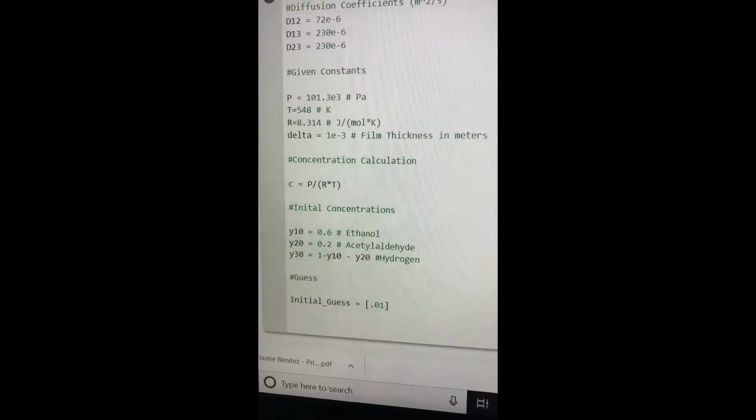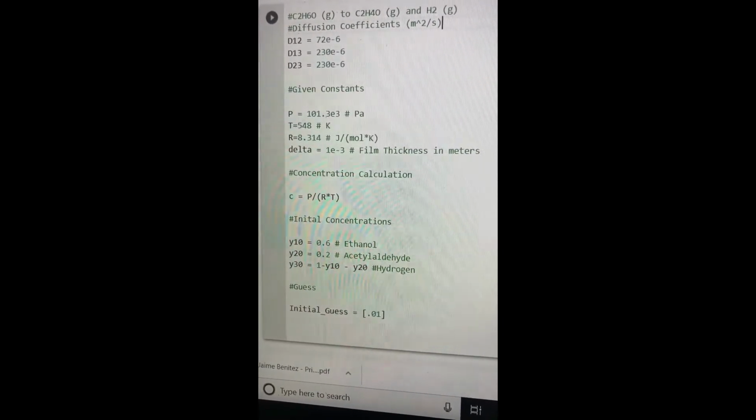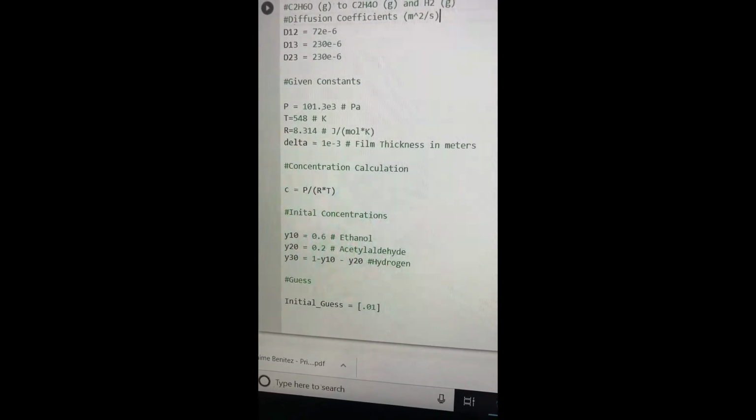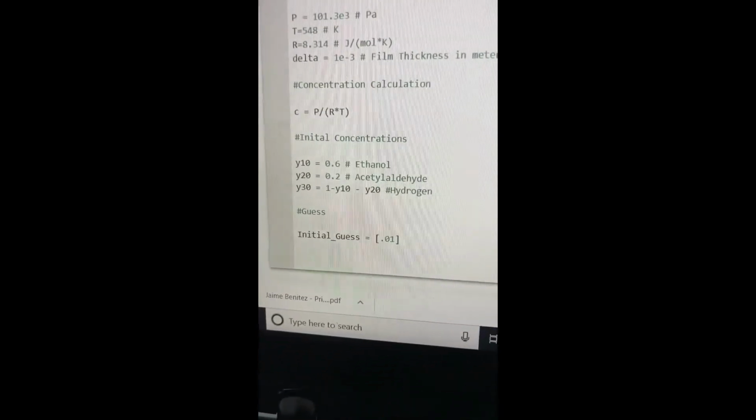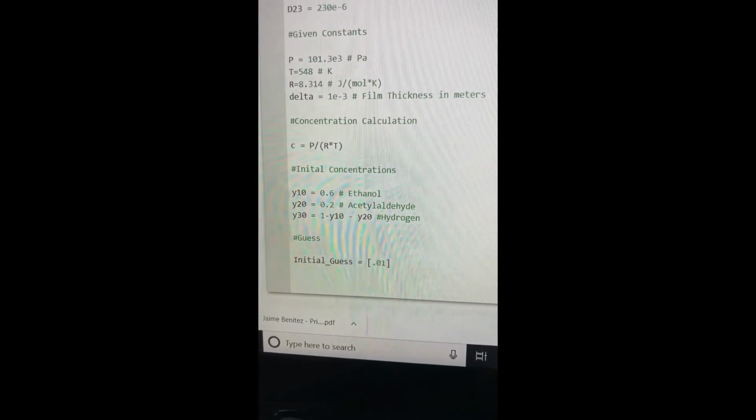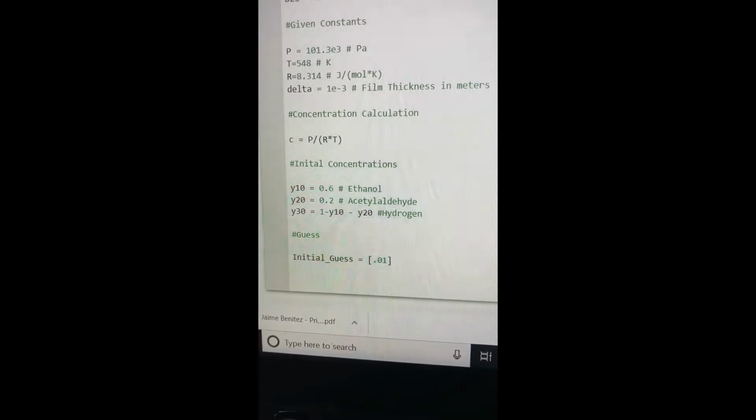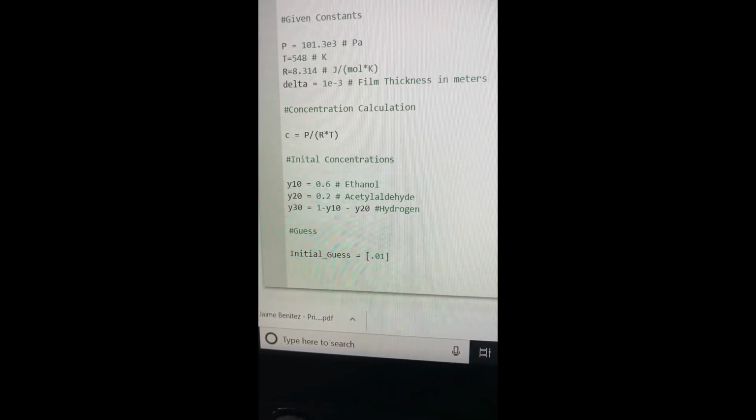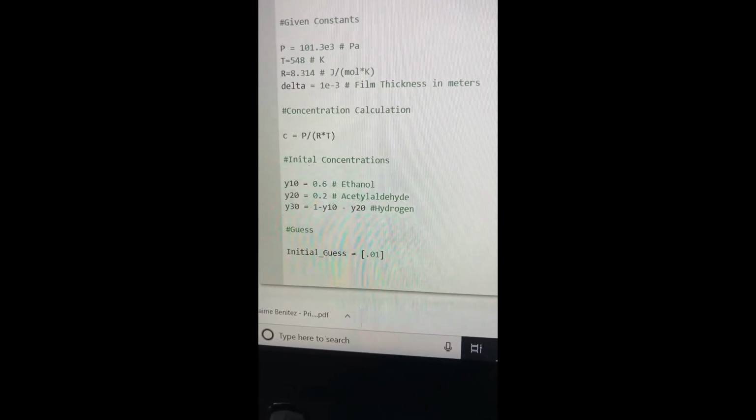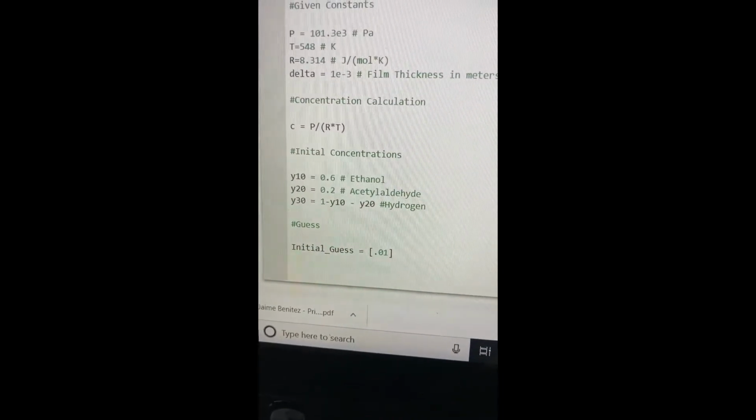Next, what we have going on is the concentration calculation. So it's going to be a variation of PV equals nRT, where n over V is going to be left over on one side, therefore showing concentration. And then next we have the initial concentrations over here with the 60% ethanol, 20% acetaldehyde, and then 20% hydrogen. But to get that hydrogen calculation, you just take 1 minus the ethanol minus the acetaldehyde, which is just 1 minus 0.8, and therefore 0.2. And then we also have our initial guess as well to help us in this.